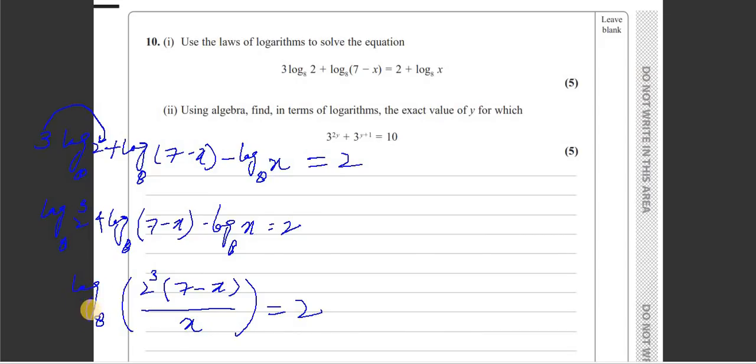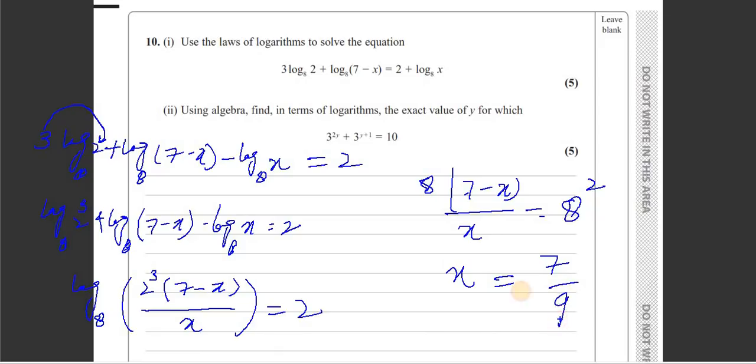So when you remove this log to calculate x, that means taking the anti-log, so the other side goes into the power of 10. The only thing left, if you simplify, is that 2 cubed is 8, so 8 times (7 minus x) divided by x is equal to 10 squared. And now it is algebra, you can cross multiply and solve for x, so finally the value of x is equal to 7 by 9.